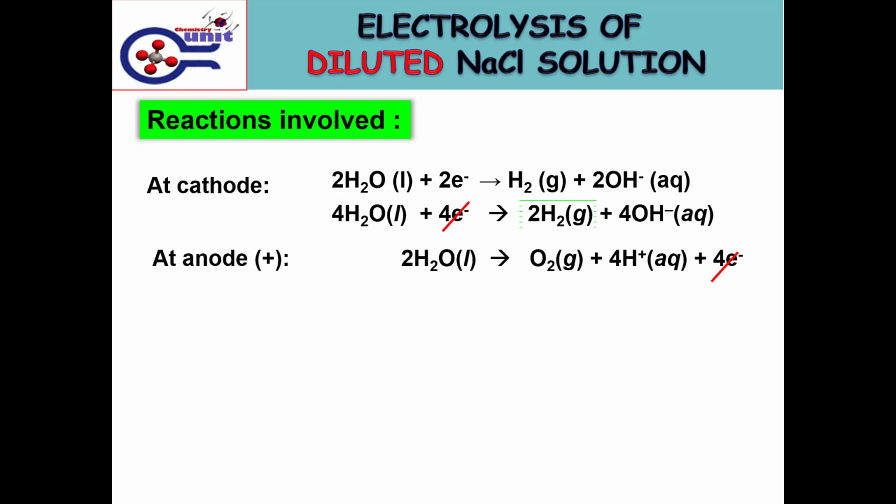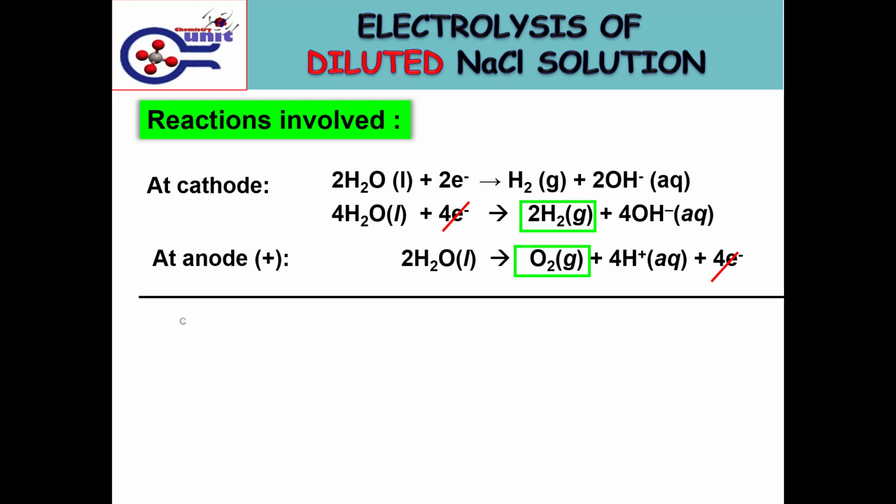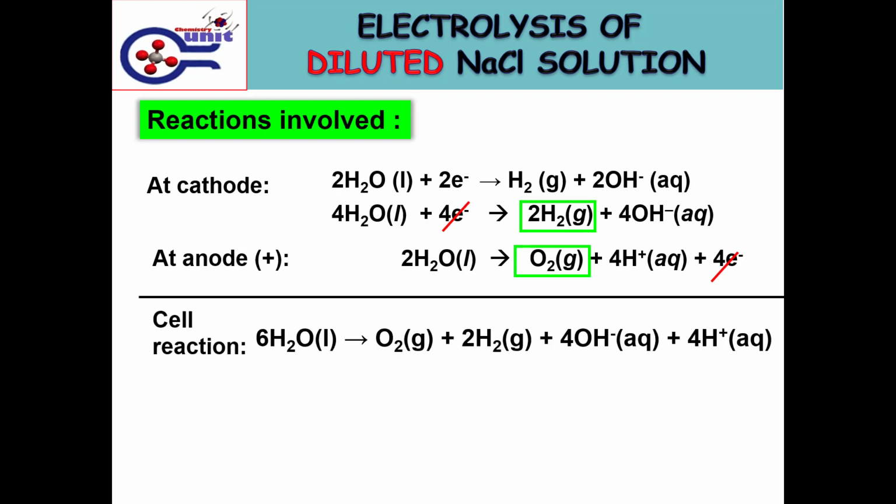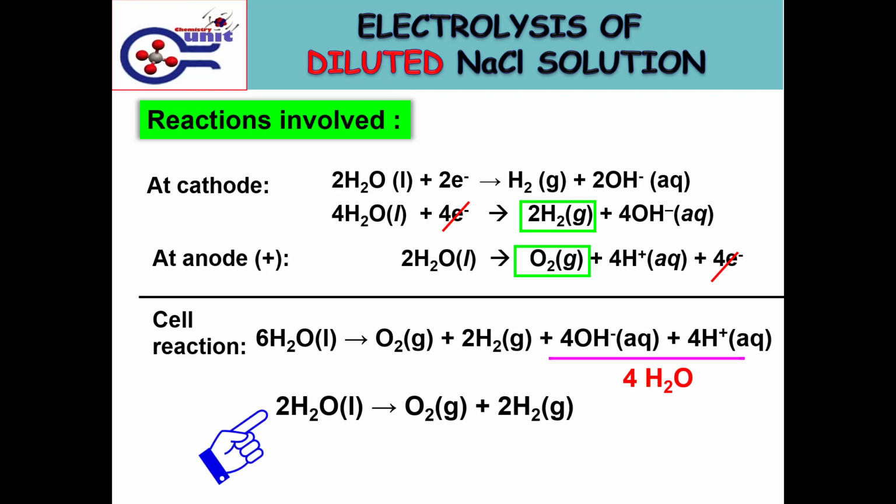Again, the cathode produces hydrogen gas while the anode produces oxygen gas. For the overall reaction, when 4 hydroxide ions combine with 4 protons, they produce 4 moles of water. So when we deduct 4 moles of water from 6 moles of water, finally we have the overall equation: 2 moles of water produce 1 mole of oxygen gas and 2 moles of hydrogen gas.